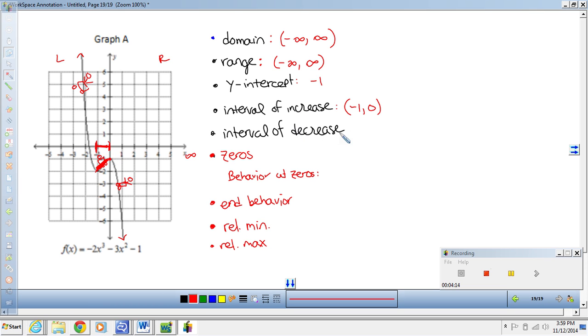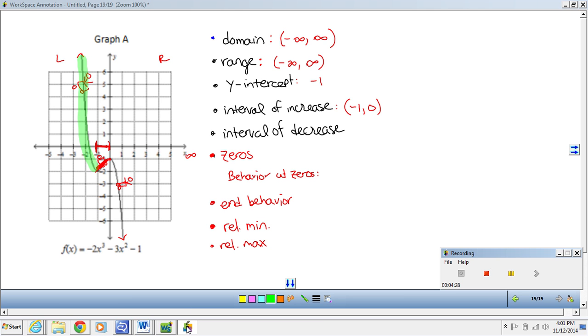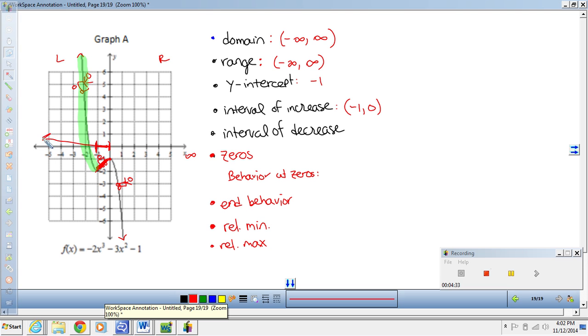Now my intervals of decrease, so where is he going downhill on that roller coaster? Well, he's going downhill from here to here. So we're looking at negative infinity. So it's from the left side up to this point right here.